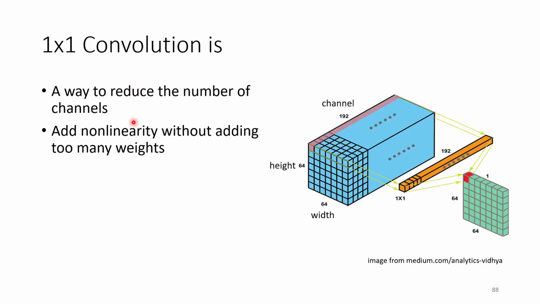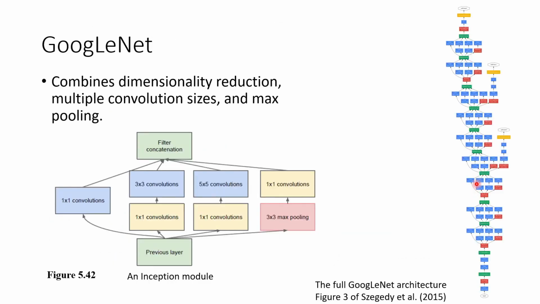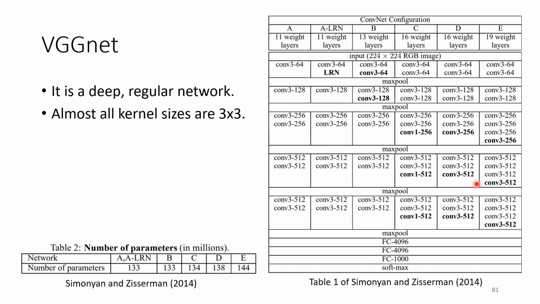So what is the 1-by-1 convolution? This is height and width, and there are many channels. Using a 1-by-1 convolution, you can reduce the number of channels into a single channel or the number of channels you want. So it is a useful and cheap method to increase the nonlinearity of the network. So it was quickly used by GoogleNet. And here you can also see VGGNet.